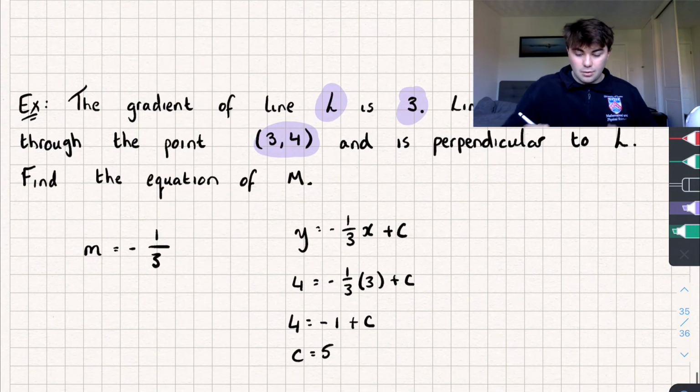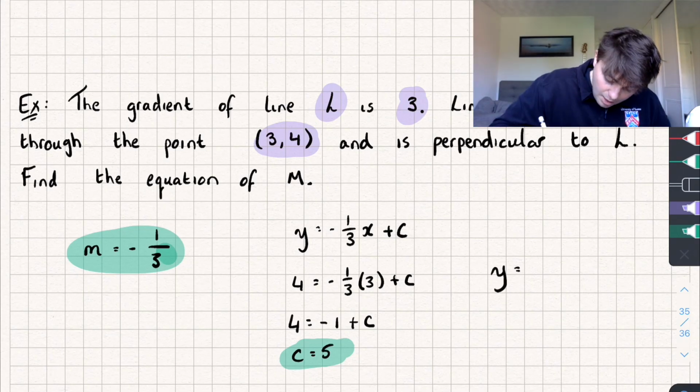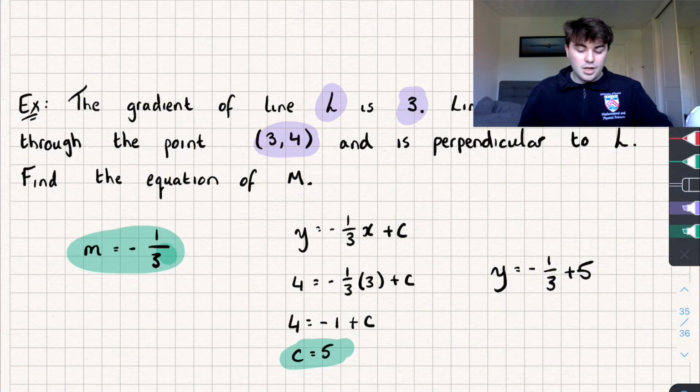Okay? And so now we've got a value of c and m. So let's put that into the equation of a straight line. And we get that y is equal to negative 1/3 x plus 5. And that is the equation of M, which is perpendicular to the line L.